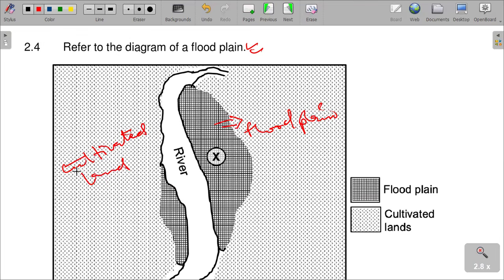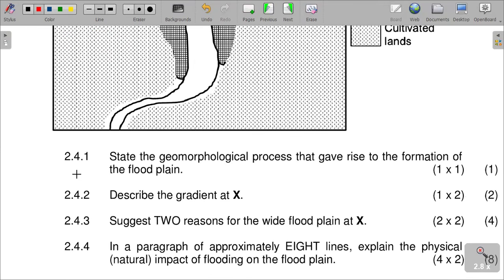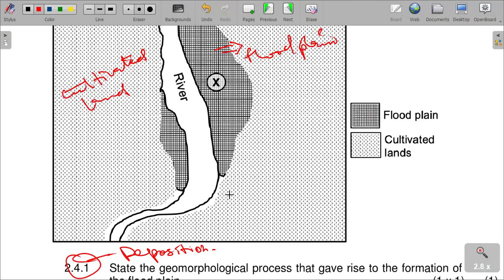So let's quickly check the question. State the geomorphological process that gave rise to the formation of the floodplain. Obviously, floodplains are formed as a result of what? Floodplains are caused because of deposition, class. Deposition is the process that results in floodplains.